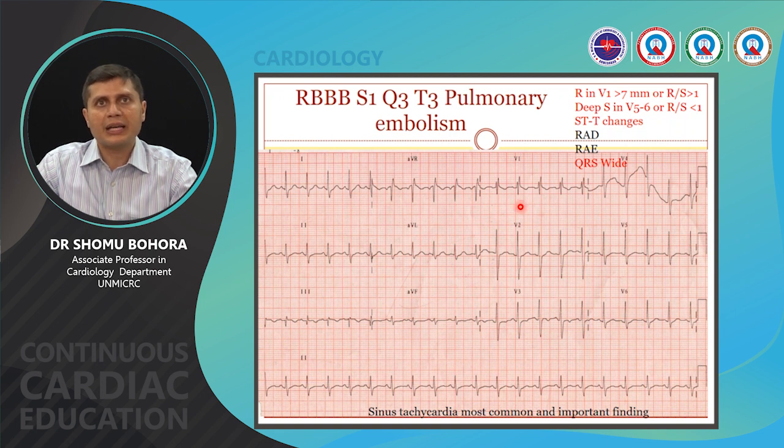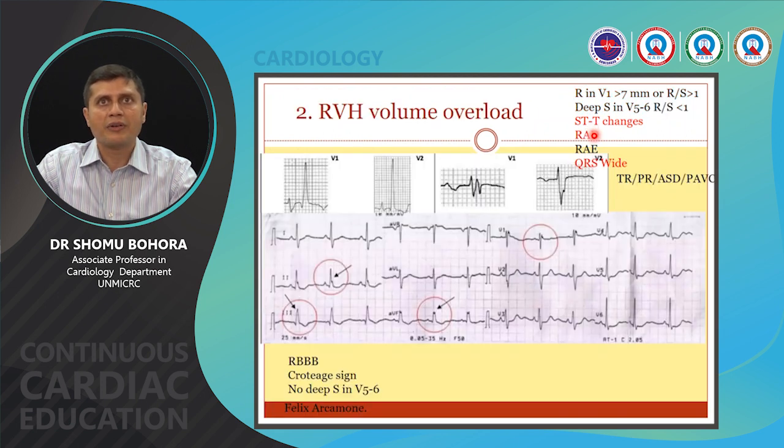Also in a patient who has pulmonary embolism, an acute strain pattern can be there. Sinus tachycardia, however, is the most common feature. You may have RBBB and you may have an S1 Q3 T3 syndrome. So pulmonary embolism acutely can cause an RV strain pattern along with RBBB and a specific sign, S1 Q3 T3. However, sinus tachycardia is the most common.